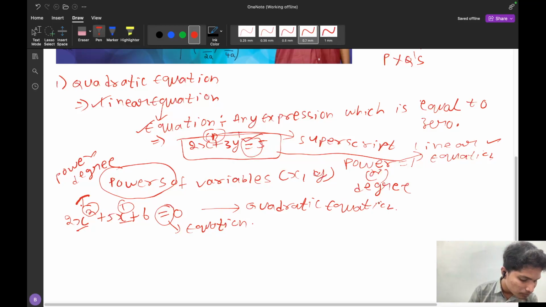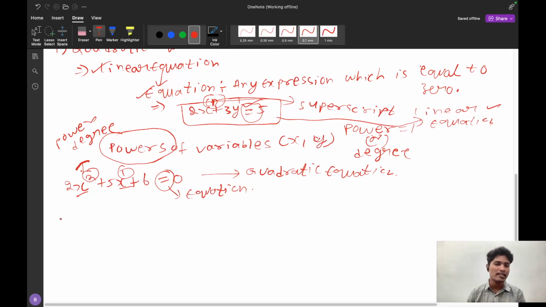And next, we are going to discuss. Now it is easy to understand what a quadratic equation is. First of all, if you want to understand the quadratic equation, you have to understand the linear equation, and to understand the linear equation, you have to understand what an equation is. An equation is any expression having an equal to sign. And what is a linear equation?